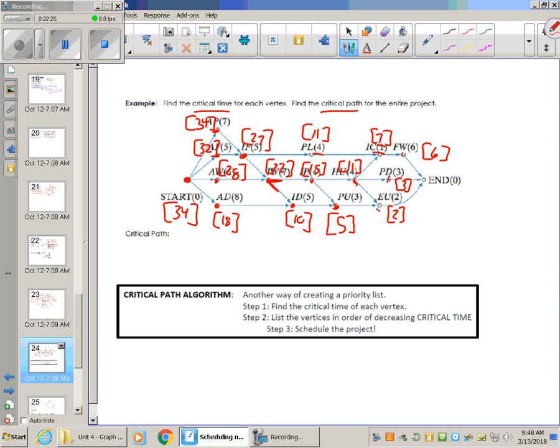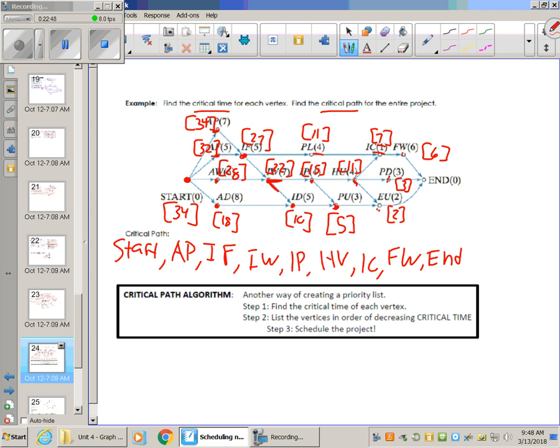And the path that gives us that is start, AP, IF, IW, IP, HV, IC, FW, and N. And just to trace it on here for you, it goes boom, boom, boom, boom, boom, boom, boom, boom. Okay, the longest path on the graph. Once that path is completed, everything else is completed, and we're done.